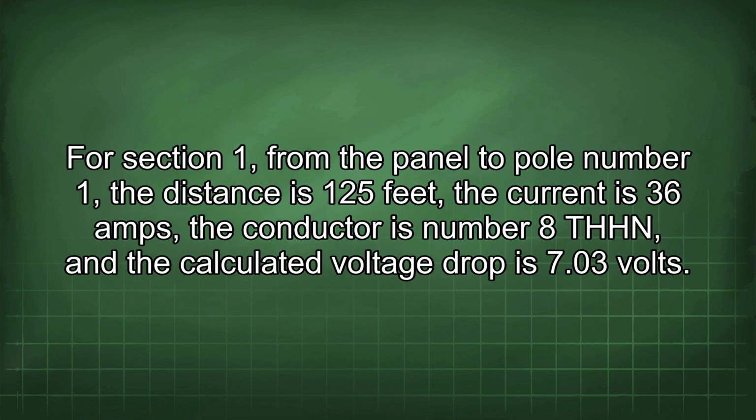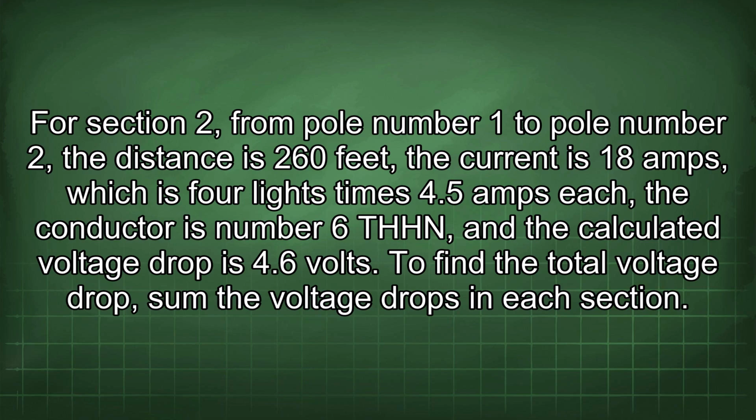For section 1, from the panel to pole number 1, the distance is 125 feet, the current is 36 amps, the conductor is number 8 THHN, and the calculated voltage drop is 7.3 volts. For section 2, from pole number 1 to pole number 2, the distance is 260 feet, the current is 18 amps, which is 4 lights times 4.5 amps each. The conductor is number 6 THHN, and the calculated voltage drop is 4.6 volts.